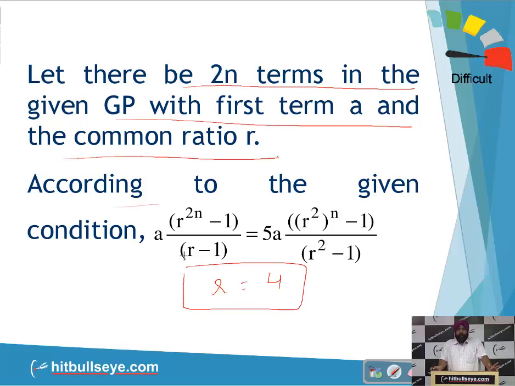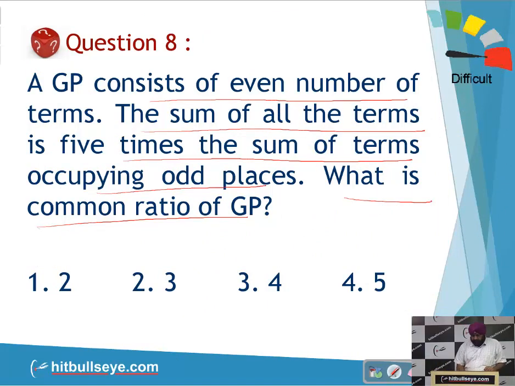Now what is the Venn solution? Let us see. The GP consists of an even number of terms, so the number of terms could be 2, 4, 6, 8. Let the number of terms be 4. Let the first option be the answer. See what is the first option? It's 2. So if the first option is the answer and we have 4 terms, the GP would have been 1, 2, 4 and 8.